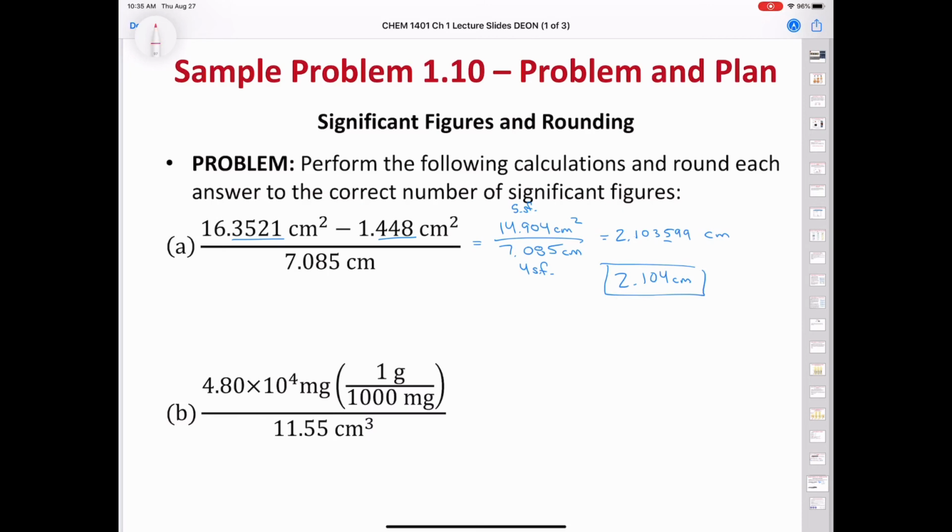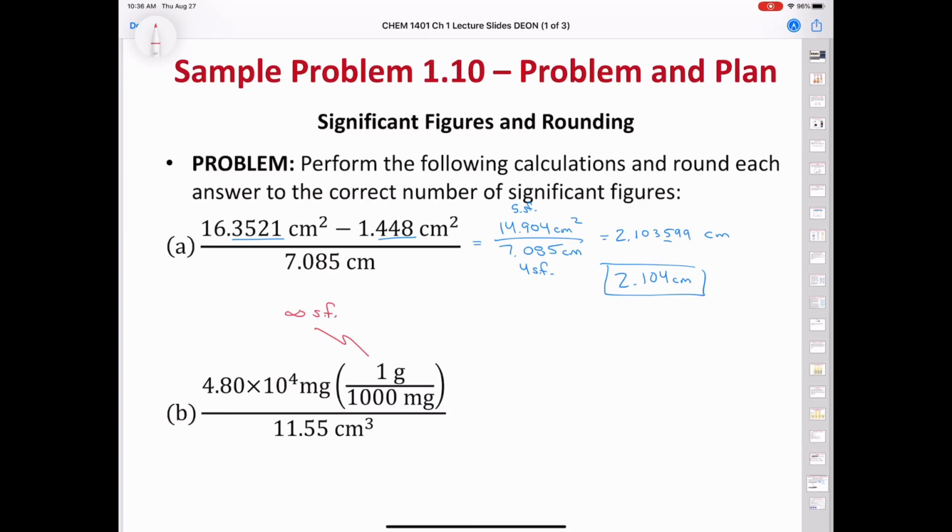We have 4.80 times 10 to the power of 4 milligrams multiplied by this conversion factor, that 1 gram over 1,000 milligrams. So this is a conversion factor, so we can assume that the numbers here are exact numbers. There is exactly 1,000 milligrams in 1 gram. So we can assume that we have an infinite number of significant figures in this conversion factor. So the first thing we're going to do is solve the numerator.